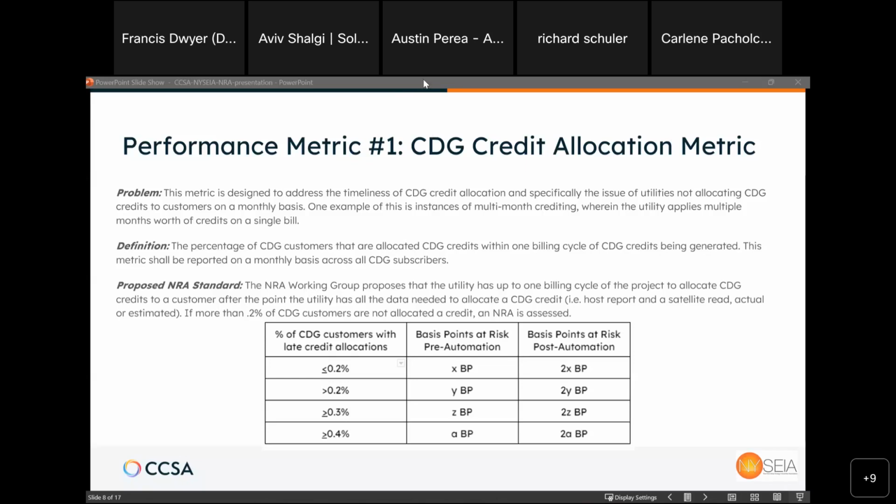And I'll just add, you can see in the metric, Kim, that we're saying if you don't have the data needed, so if you don't have a host report or you don't have a satellite read, then the metric wouldn't be assessed. So maybe that starts to get at what you were asking. Yep, great point, Louise.